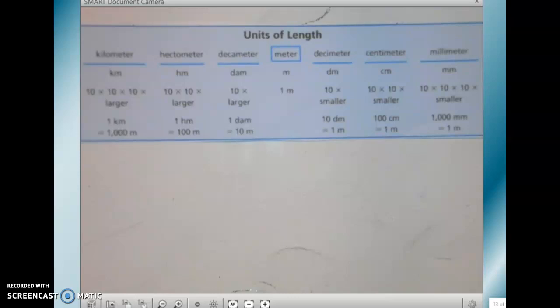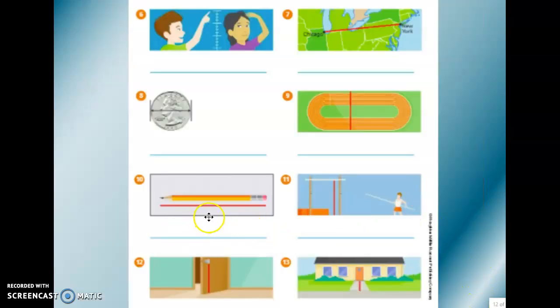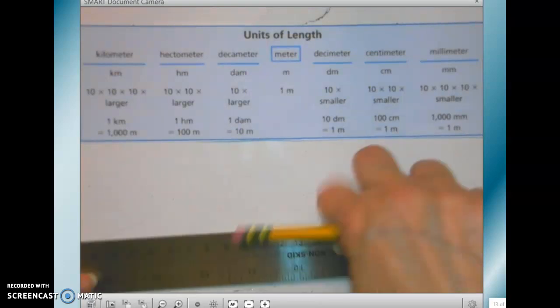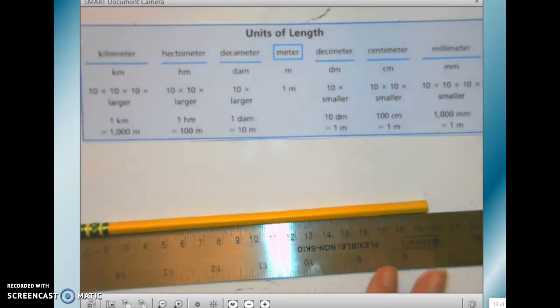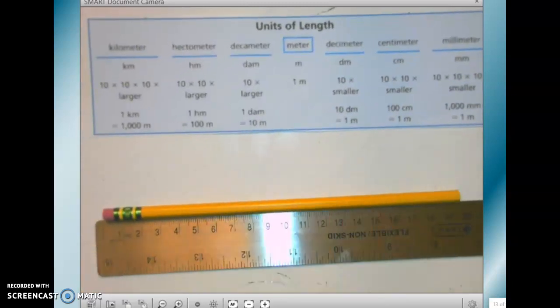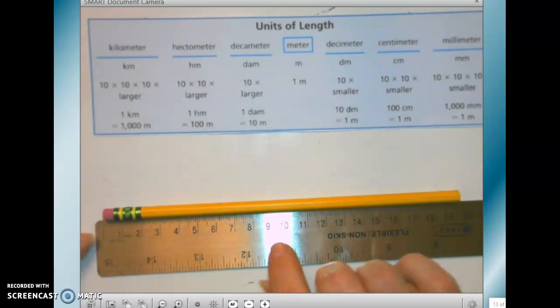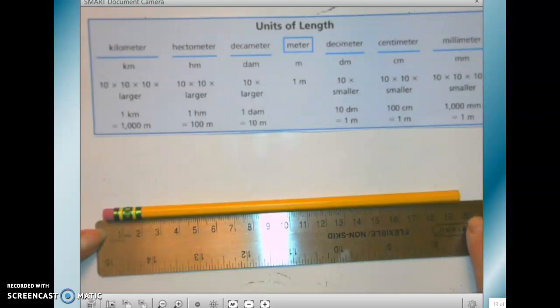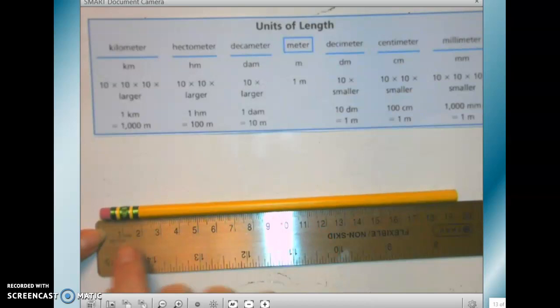How about a pencil? What would you use to measure a pencil? If I laid my pencil down against this ruler, am I going to measure that in a meter? Of course not. That's way too big. Am I going to measure it in decimeters? There's 10 decimeters. Oh, there's 20 decimeters. That's pretty close. Or should I be really exact and measure it in centimeters?